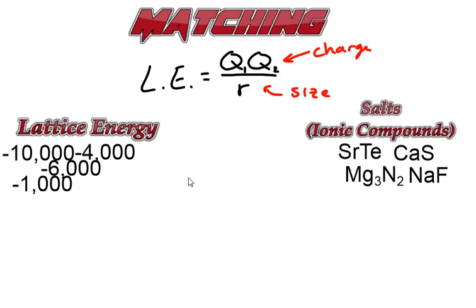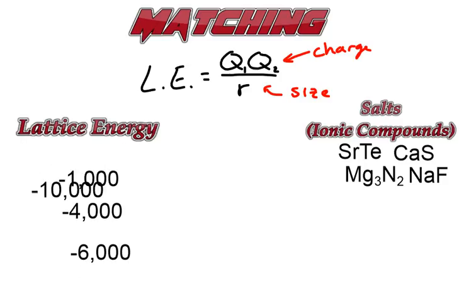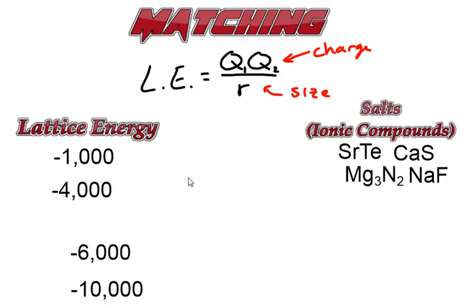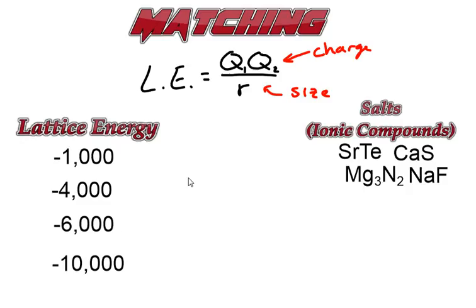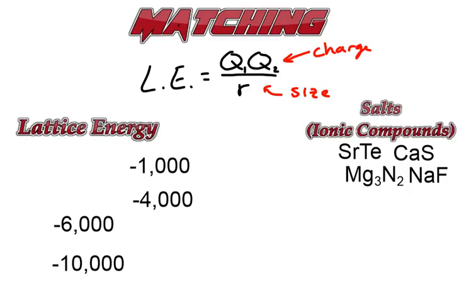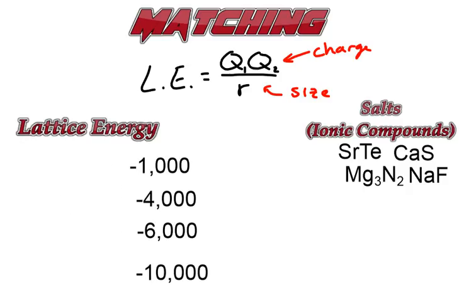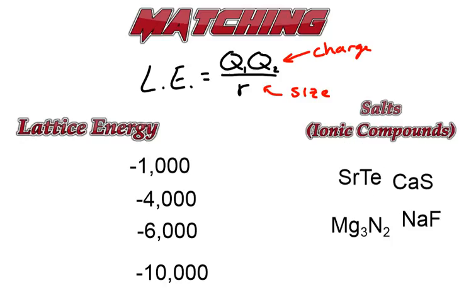So this is what I've done, and I will put these in order on this side. I have randomly picked these values; they aren't the actual values. If you were just given 4 values, and we're going to talk about why, the lattice energies are 1,000, 4,000, 6,000, and 10,000. Can you pair them up with these 4 salts?